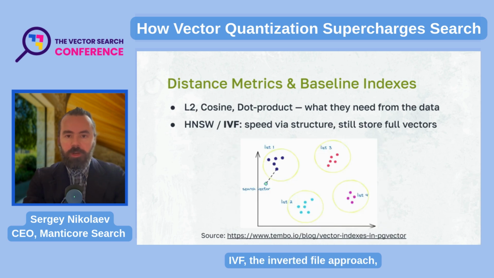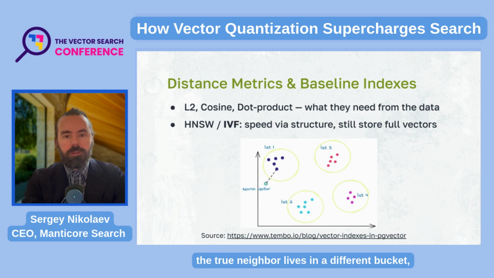IVF, the inverted file approach, first clusters the space into thousands of buckets. A query lands in the few buckets whose centroids are closest, and we scan only those vectors. It's cheaper to store than HNSW, but if the true neighbor lives in a different bucket, recall drops. Again, every candidate is examined in full precision.